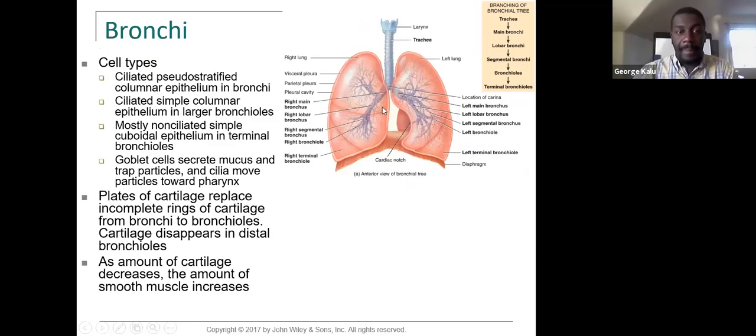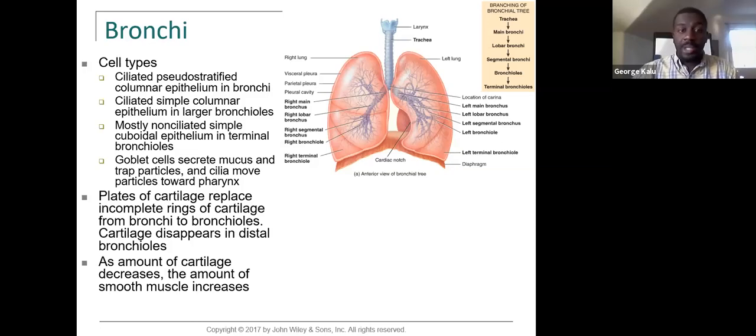Okay. So now when we get into the bronchi, we're going to see some specific cells starting to take place here. In the bronchi, we're going to have our normal ciliated pseudostratified columnar epithelium, just like normal. Once we start moving into the larger bronchioles, these bronchioles are going to switch from having pseudostratified epithelium to now simple columnar epithelium. But it's still going to be ciliated inside those bronchioles.